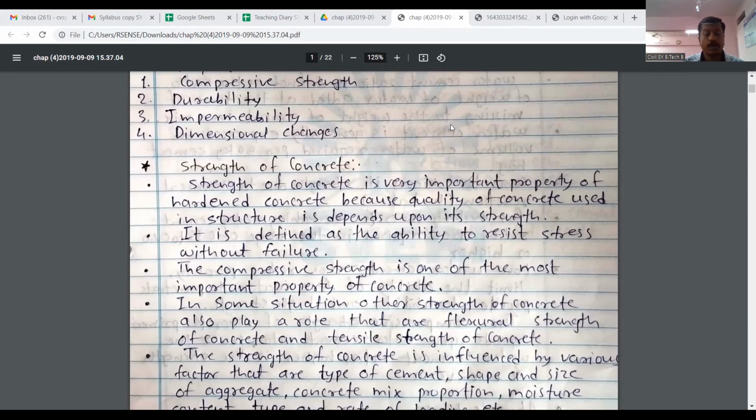So before failure, whatever the stress which has been induced and sustained by that concrete body, the ability to sustain that stress is nothing but the strength. Okay, now don't forget this definition for a long time. What is the strength of a given concrete? So strength is a very important property of the hardened concrete, because the quality of the concrete that is used in a structure depends on its strength.